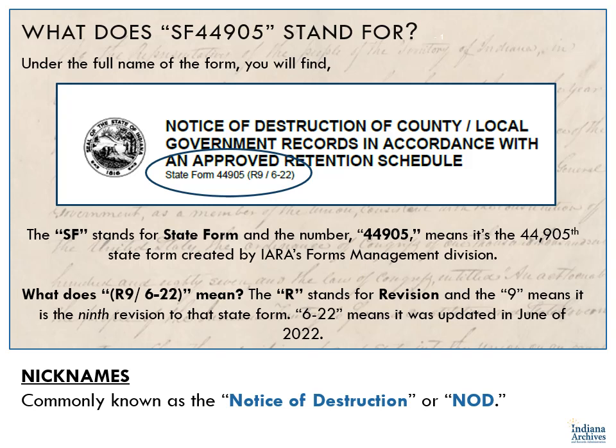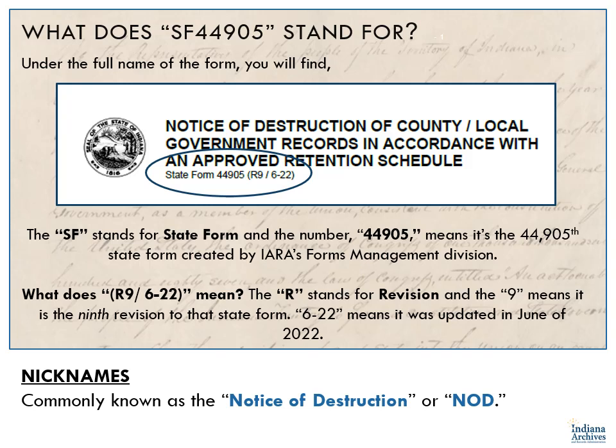In the top left corner of the form, you will see the State Seal of Indiana with the form's official title. In this case, the NOD form has the State Seal of Indiana and its full title, along with something in parentheses below. When abbreviated, SF stands for State Form, and the number 44905 means it's the 44,905th State Form created by IARA's Forms Management Division.